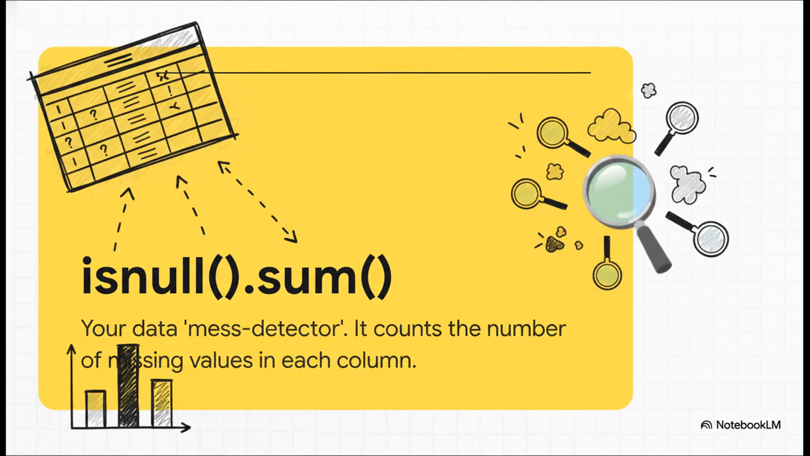You need a mess detector. And in Pandas, that's this super handy little command, isnull().sum(). You run this, and it literally just scans your entire table and spits out a count of how many missing values are in every single column. This is always your first step in data cleaning.